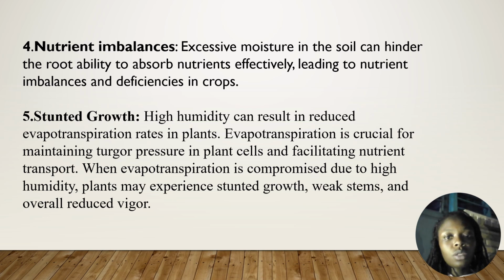Excessive moisture in the soil can hinder the roots' ability to absorb plant nutrients efficiently, leading to nutrient imbalance and deficiencies in crops. And number 5, we have stunted growth. High humidity can result in a reduced evapotranspiration rate in plants. Evapotranspiration is crucial for maintaining turgor pressure in plant cells and facilitating nutrient transport. When evapotranspiration is compromised due to high humidity, plants may experience stunted growth, weak stems, and overall reduced vigor.